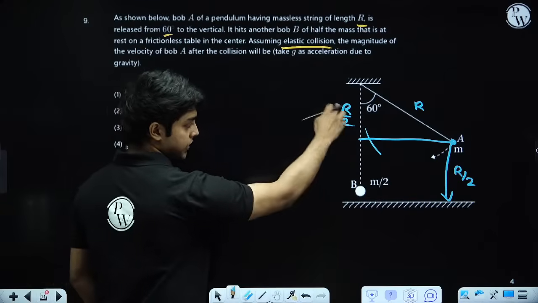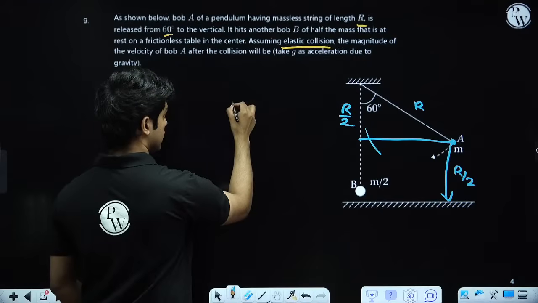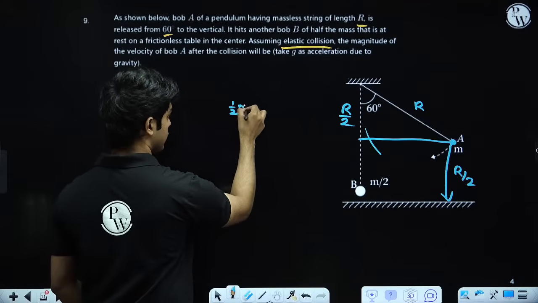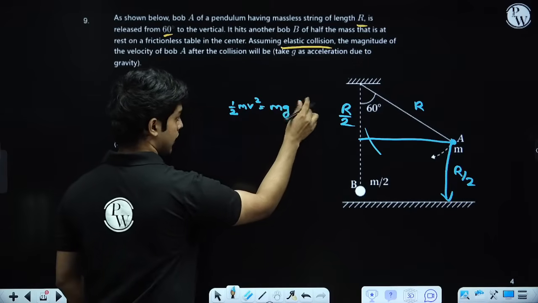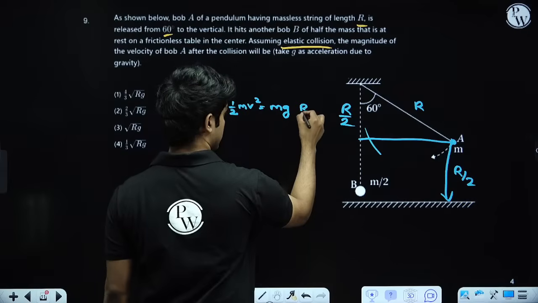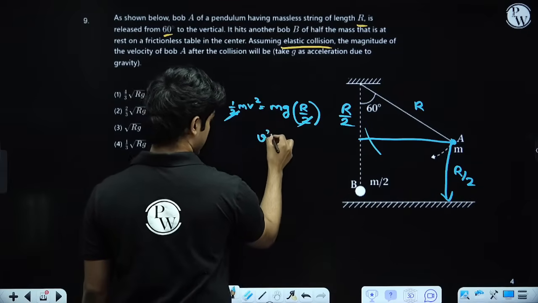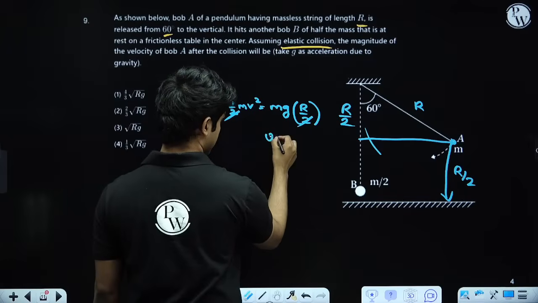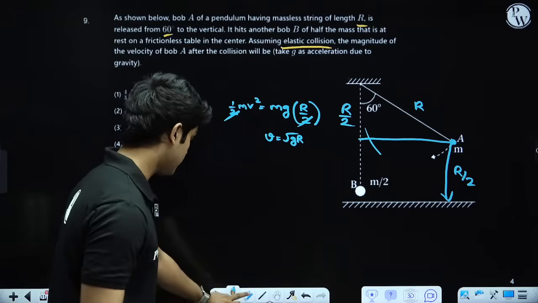So which means we can easily use energy conservation. Half m v square, the final velocity square, equals mg into the height dropped. Height dropped will be r by 2. So which means v square is gr. V is root gr. Okay, so now we can take a look at the collision happening.